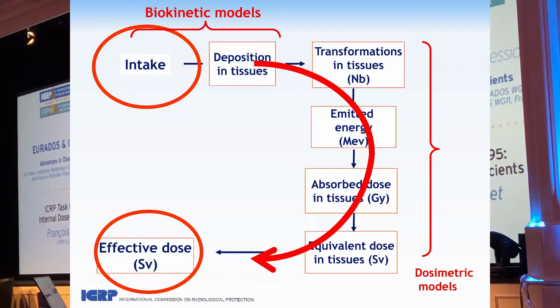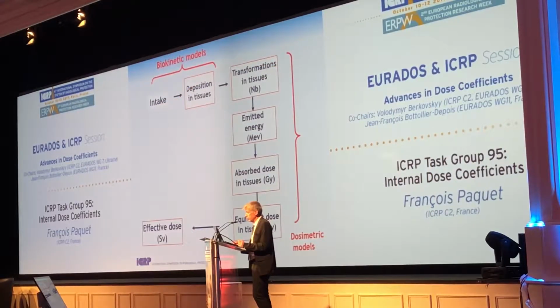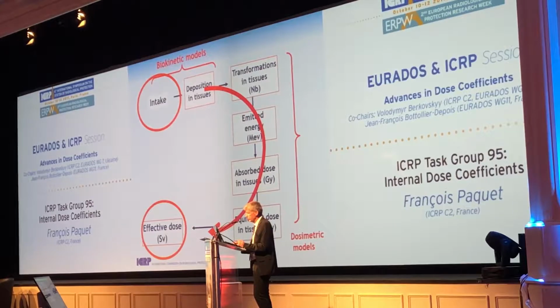Everything which is on the right is given and described by the dosimetric model. At the end, it's a very long procedure to calculate the effective dose after intake of radionuclides, which allows you to go from the intakes to the effective dose by using all the information which is currently described in the biokinetic model and dosimetric model. You can see the number of steps, which can make the process very tricky.